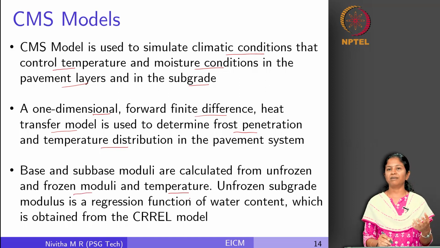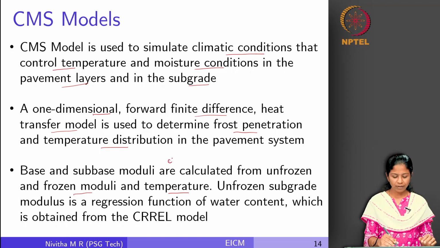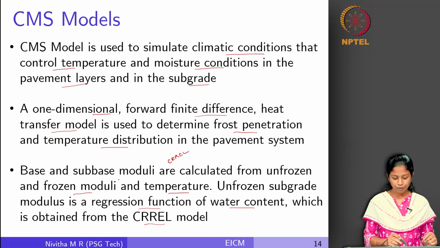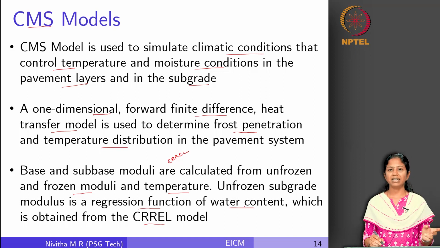Depending upon the freezing effect in the soil, the modulus is calculated, and here we use the CRREL model. So, unfrozen subgrade modulus is a regression function of water content. This subgrade modulus is directly related to the water content, which is obtained from CRREL model, right. The frozen values are calculated from the CMS model, whereas the unfrozen subgrade modulus is calculated from the CRREL model that we had seen earlier.